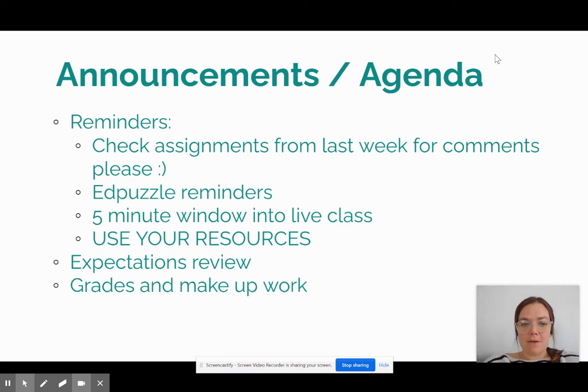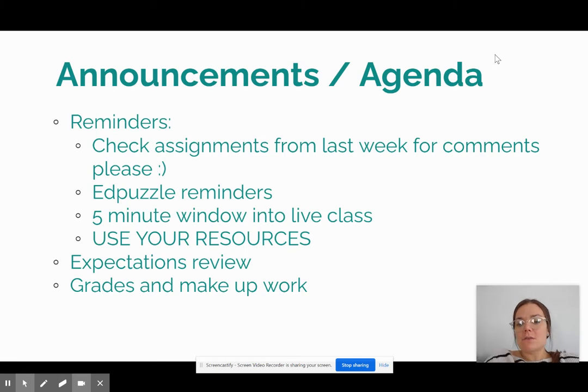My usual reminders: check your assignments for grades or comments or requests to change something. Also, make sure that you're watching your Edpuzzles all the way through so those grades upload to Google Classroom. Remember to always use your resources on assignments and on quizzes. Realize that stuff builds on itself.